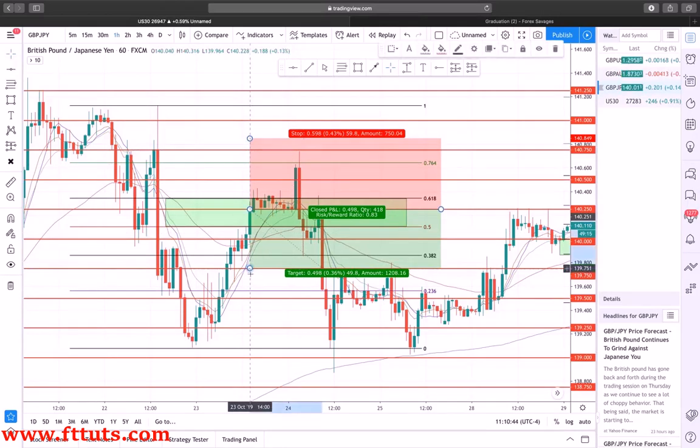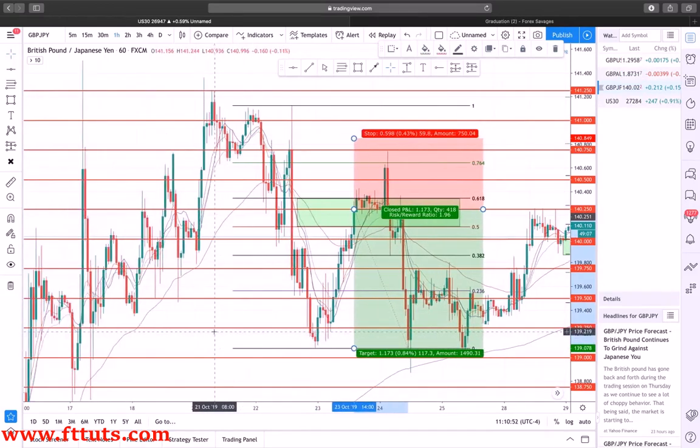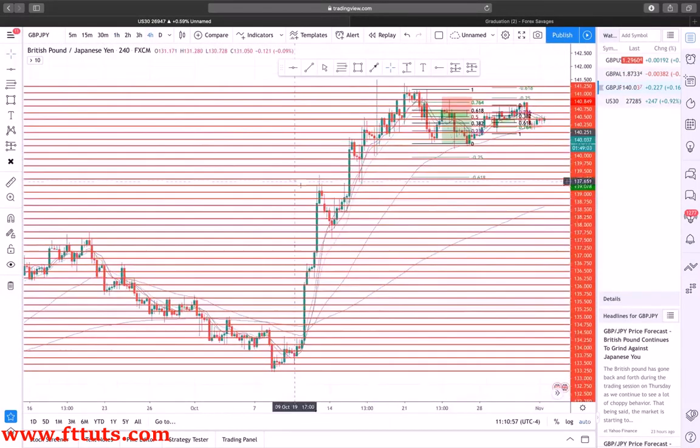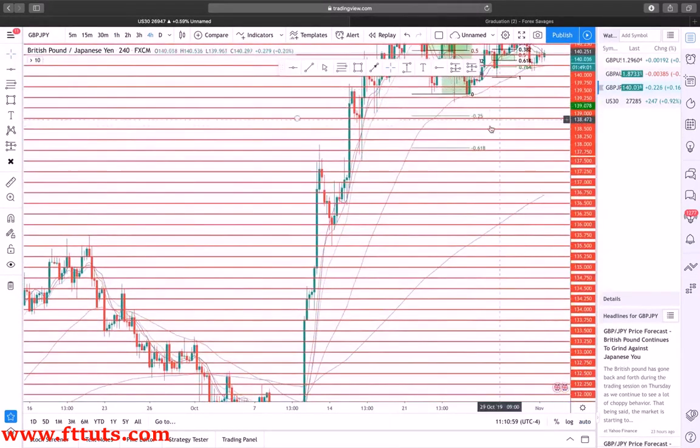So we could have used our sell zone, and to target where we are going to take profit, we could have used our quarter point with our supply and demand zone on this one, which is what I did.